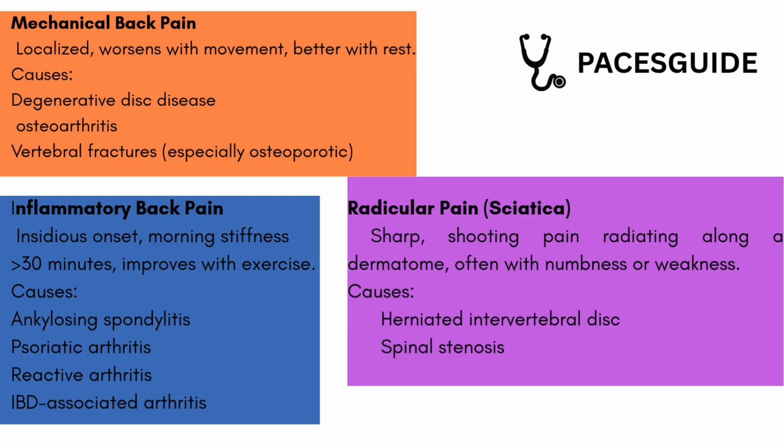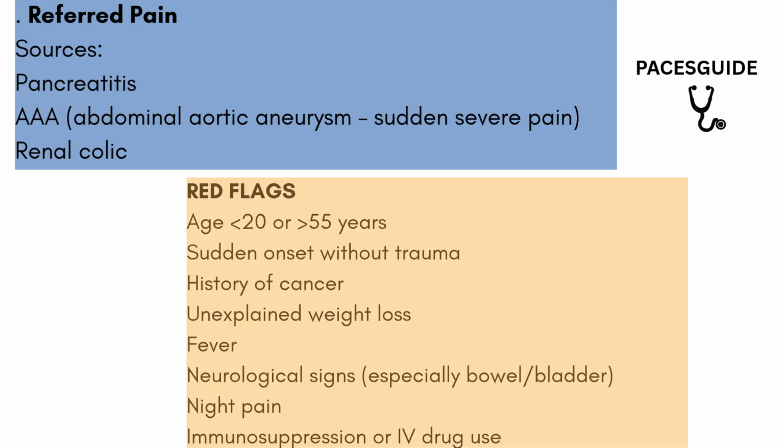Okay, so when you're done taking the history, examine the patient starting with the inspection of the back. Look for any kyphosis, scoliosis, any scars, and then ask the patient for permission and then check for tenderness. Do a lower limb examination, or at least offer a neurological examination of the lower limb, and do the relevant examination of the differentials that you have narrowed it down to. So, this is how you approach a case of back pain.